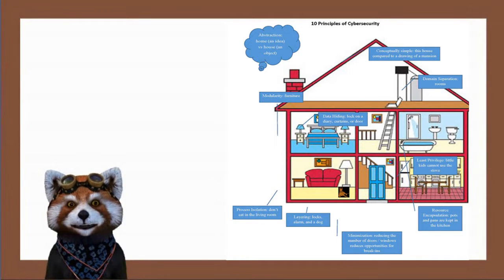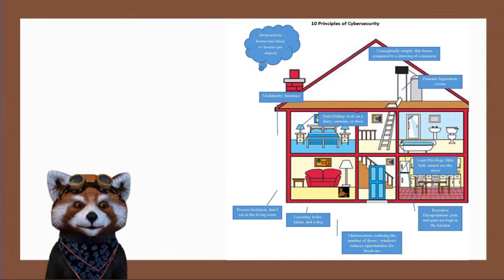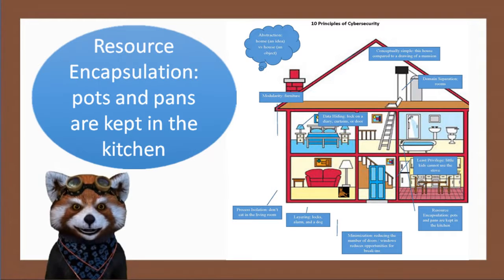You've seen this picture before. We've talked about it. Cybersecurity experts have 10 rules they use. Look at this picture and I'll give you a hint about the rule we're going to talk about today. It involves pots and pans. Today's cybersecurity concept is called encapsulation.